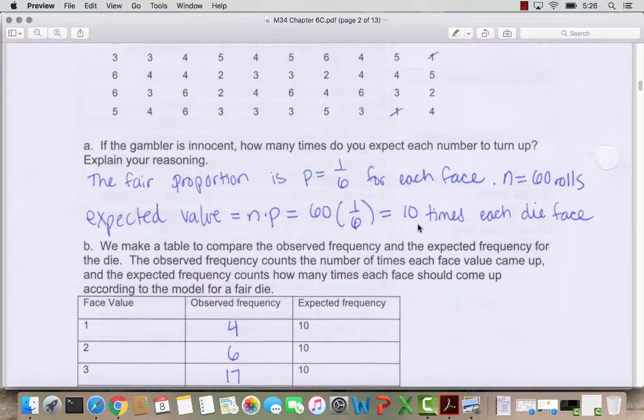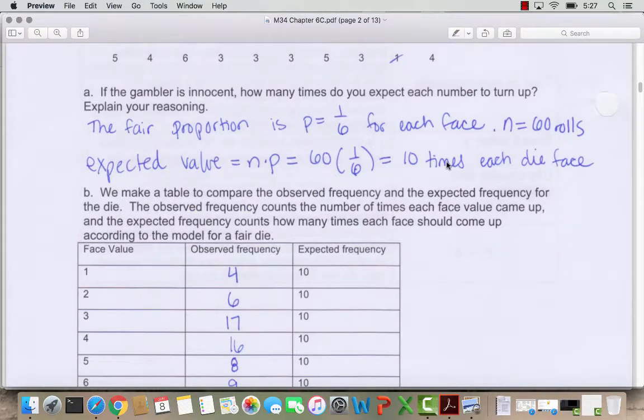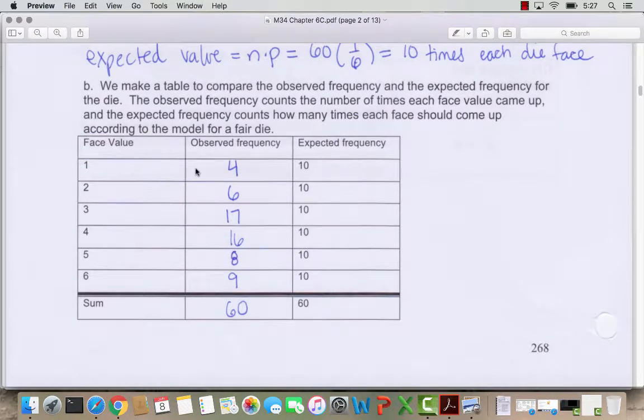Now we know there's going to be some variability due to sampling. So we don't expect it to be perfectly 10, but we don't expect it to be significantly far from 10 for any of these die faces. So count up these values here. You can see I counted 1, 2, 3, 4 ones. It's easy to go through and cross them off as you count with your pen, and fill in the observed frequency values here in your table. Check to make sure your totals add up to 60.